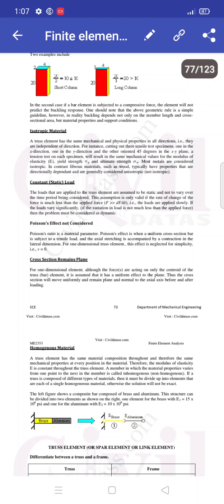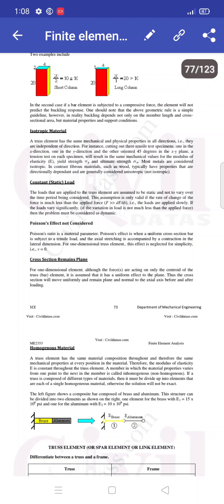Poisson's effect not considered. Poisson's ratio is a numeric material parameter. Poisson's effect is when a uniform cross-section bar is subjected to a tensile load and the axial stretching is accompanied by contraction in the lateral dimensions. For a one-dimensional truss element, this effect is neglected for simplicity, that is, v is equal to 0.